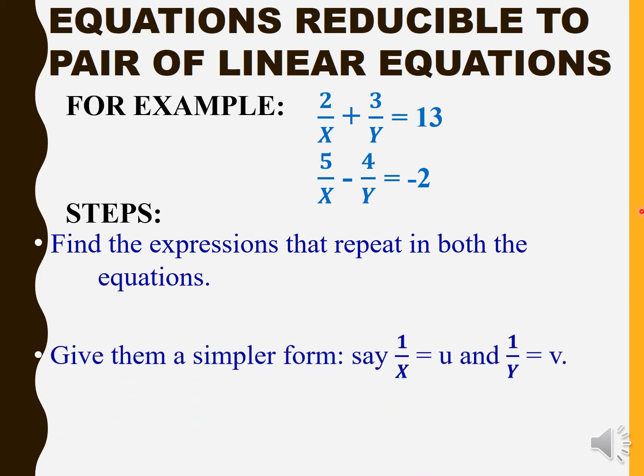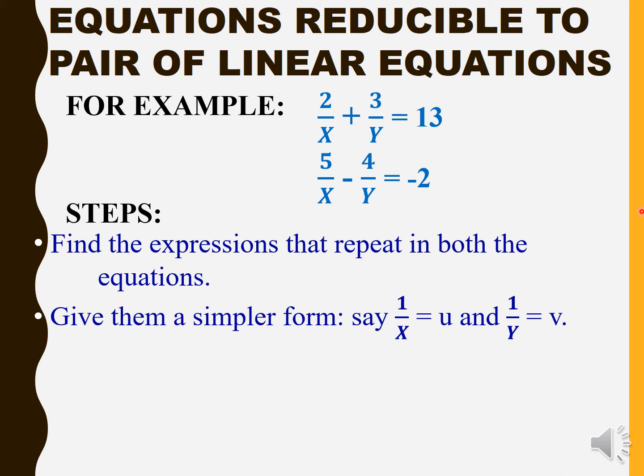For these two equations, we can see 1 by x and 1 by y. Again in this equation, 1 by x and 1 by y are not in linear form. Only the part which is supposed to be converted is 1 by x and 1 by y. So we will substitute 1 by x as u, or p or q. We can take any variable, and we will substitute 1 by y as another variable. In this case, we are taking v.